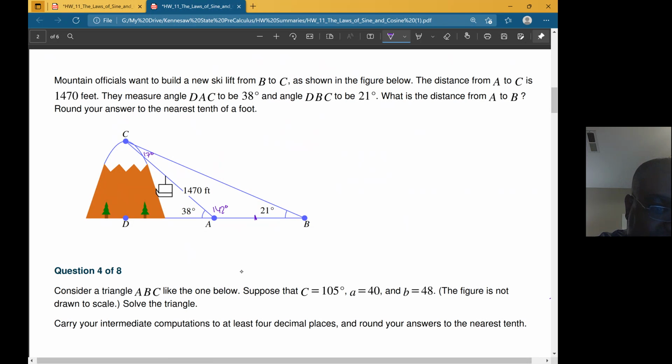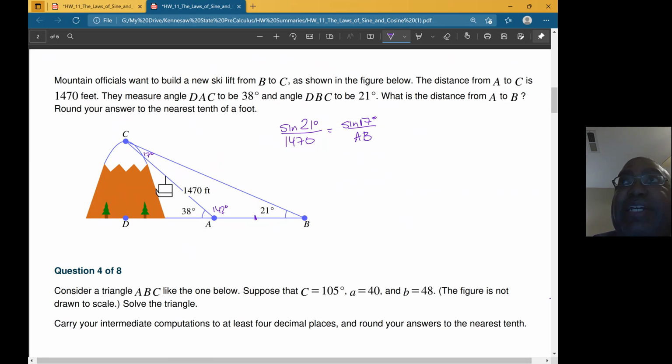I have an angle, I have a side, I have another angle, I want the opposite side, law of sines, which is what we prefer. So the sine of 21 degrees over 1,470 is equal to the sine of 17 degrees over, we'll just call it AB.